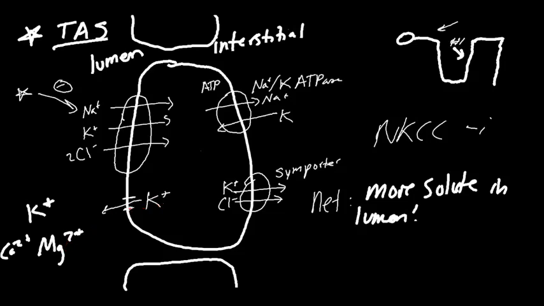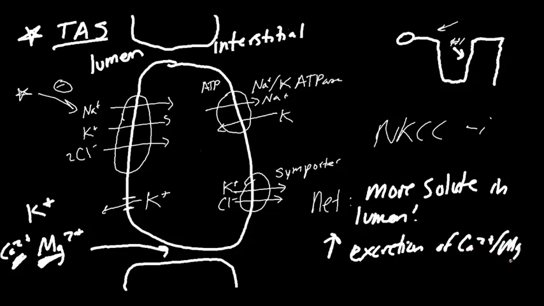What'll happen is, when you have potassium leaking out, this causes a positive potential, this positive charge in the lumen. And what this will do is this will drive the reabsorption of calcium and magnesium. And this will happen between the cells. It actually doesn't go through the cell. So if you have a loop diuretic, you're going to have all these solutes in the lumen. You're going to have less potassium that can diffuse out to the cell. You're going to get an impaired reabsorption of calcium and magnesium. So loop diuretics will also increase the excretion of the positively charged divalent cations, so calcium and magnesium.